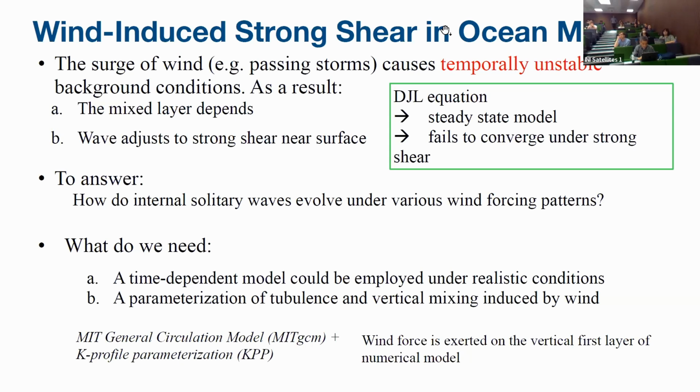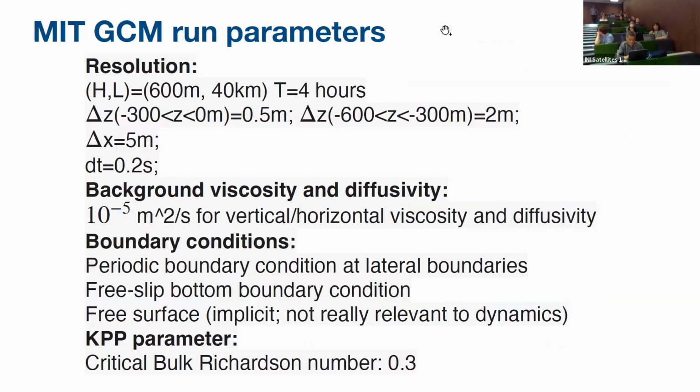So this is Chi-Chi Zhu's master's work. She set it up like this. She starts with a DJL solution and then lets the wind blow, turns on the KPP scheme and allows this shear to develop. And the question is what happens. So here are her parameters.